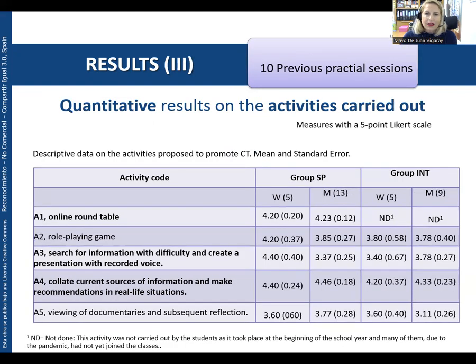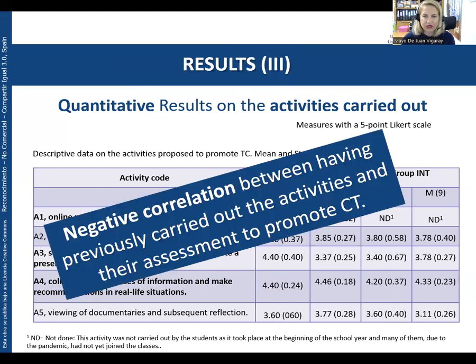As for the averages, with very low typical errors, of the 5 activities proposed to increase CT, all obtain positive scores that exceed the arithmetic mean, 1 to 5. The best rated activities were the online roundtable discussion and searching for information to generate a presentation, and finally, the activity with the lowest score was viewing documentaries.